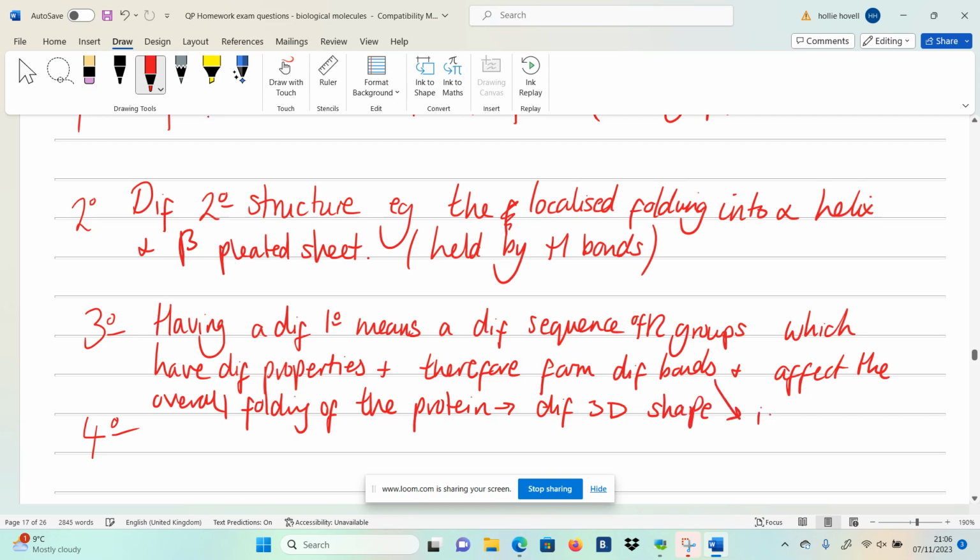Remember we always try to mention what the bonds are. So with the bonds here, we're talking ionic, hydrogen, disulfide, and hydrophilic, hydrophobic interactions. Try and mention those in your answer as well. So it's going to fold up into a different 3D shape.